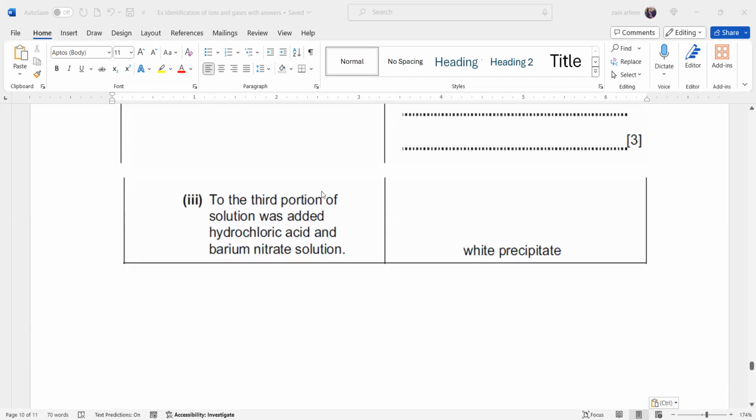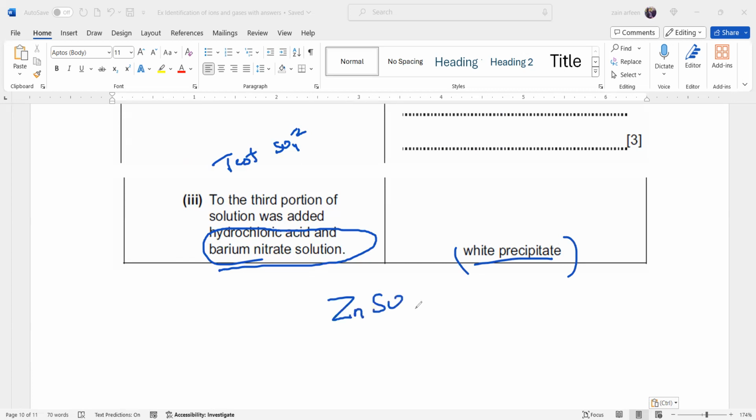To the third portion, we add hydrochloric acid and barium nitrate. This is a test for what? Which ion? Sulfate ion. So if it is a white precipitate, what does it give an idea of? There's a sulfate ion. So what it confirms is that this is zinc sulfate. And because it was giving off water of crystallization as well, it is hydrated zinc sulfate.